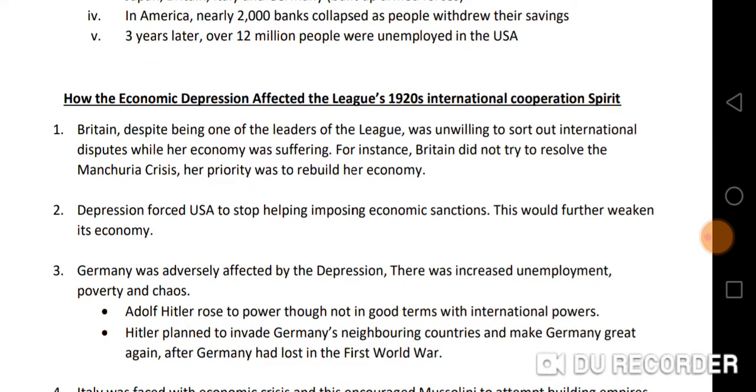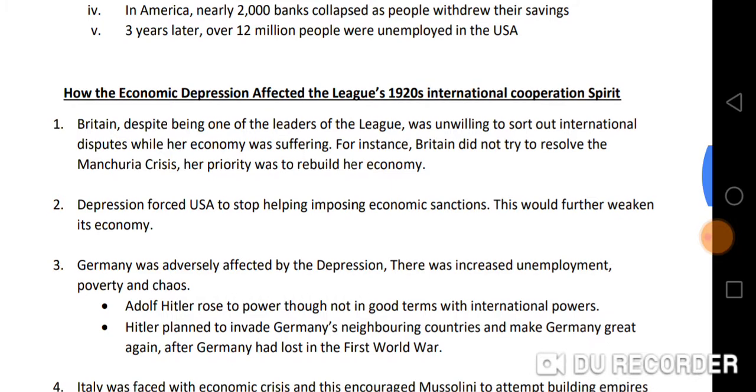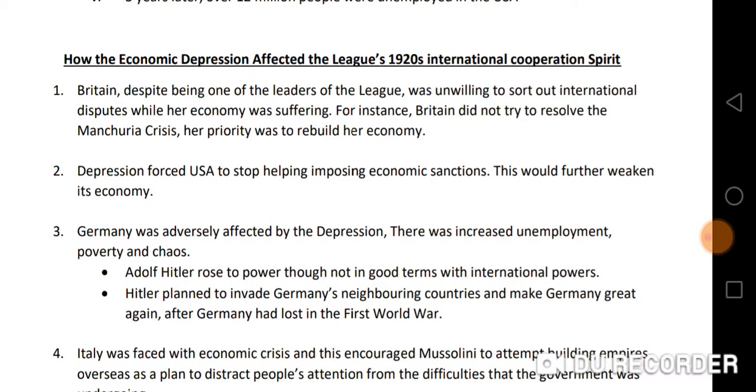So we'll look at how the economic depression affected the League's 1920s international cooperation spirit. And one is that Britain, despite being one of the leaders of the League, was unwilling to sort out international disputes while her economy was suffering. For example, Britain did not try to resolve the Manchuria crisis as her priority was to rebuild her economy.